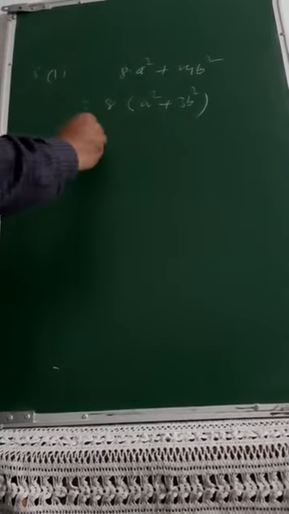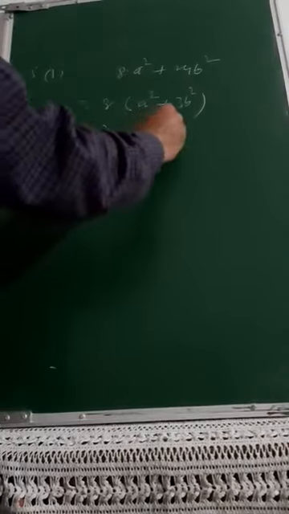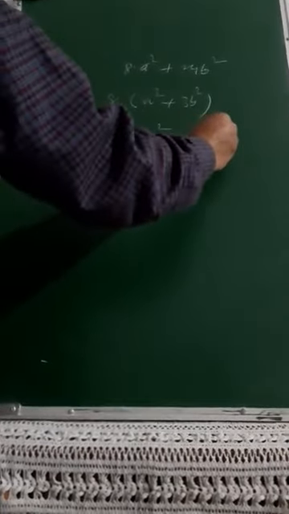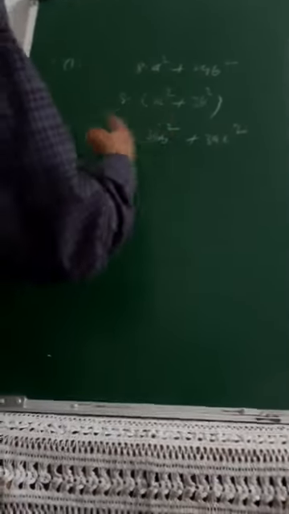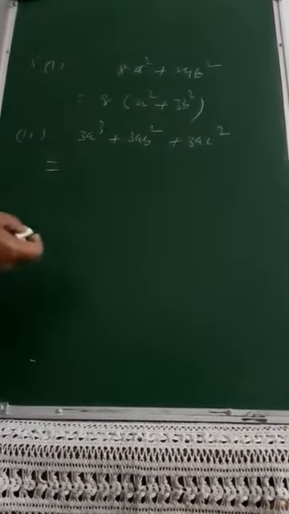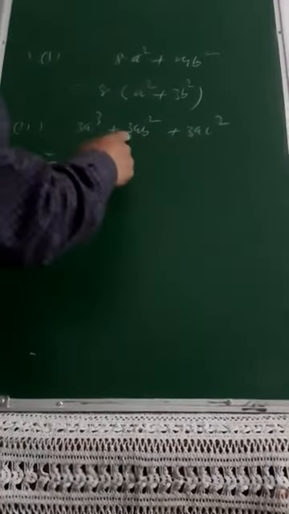Now suppose in second part, it is given 3a cube plus 3ab square and plus 3ac square. So keep a watch upon your coefficient as well as on the variables, what we did in our second question also. So here you can see 3 is there, 3 is there, 3 is there.